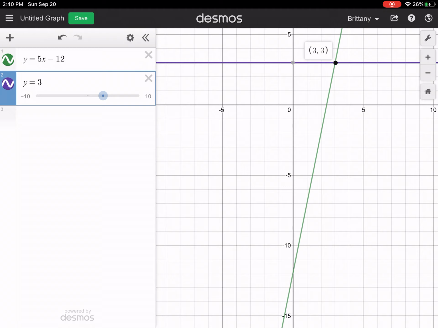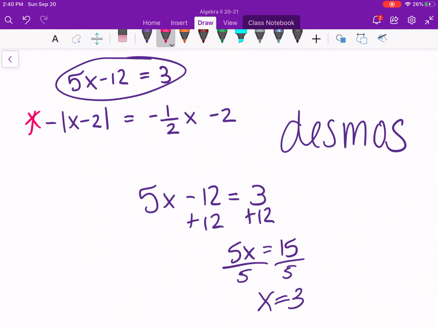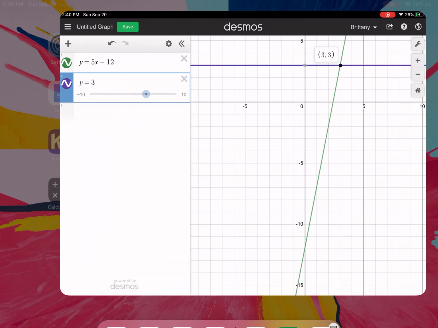but for equations like this guy, negative absolute value of x minus 2 equals negative 1/2 of x minus 2. If you're looking at that and you couldn't solve that by hand algebraically, that's where solving by graphing comes in handy. I am just going to graph this on one line, this on its own line, and wherever those two lines intersect is my solution. So back to Desmos.